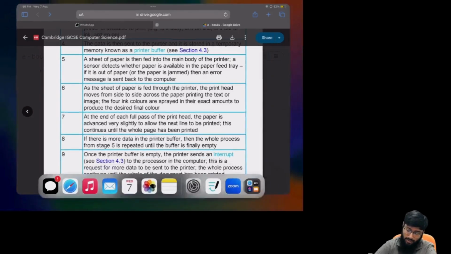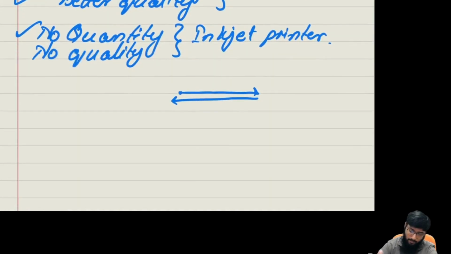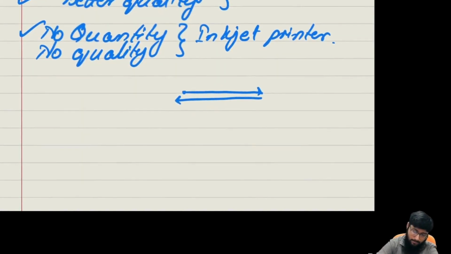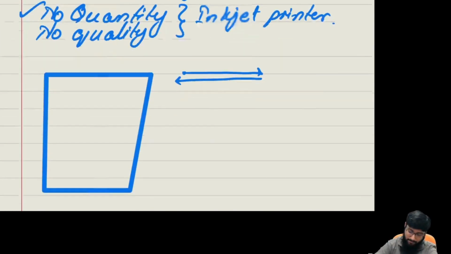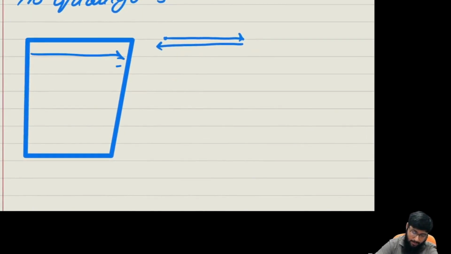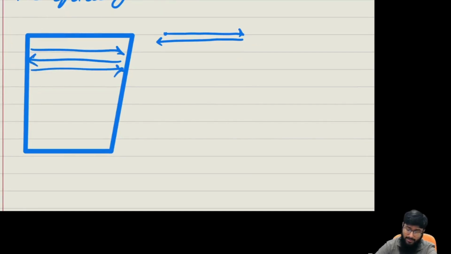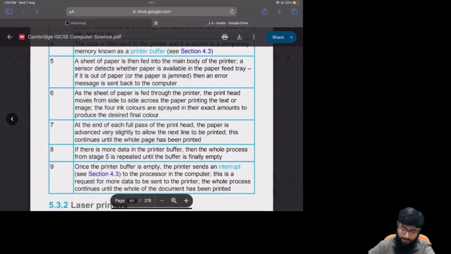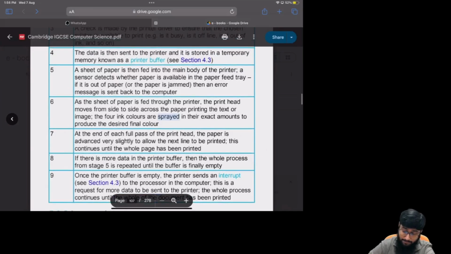Okay, now what is going to happen? For example, this is a piece of paper. Now the print head is going from side to side in this format. Okay, now once it is going from side to side, what is going to happen? It moves from side to side across the paper, printing the text or image.